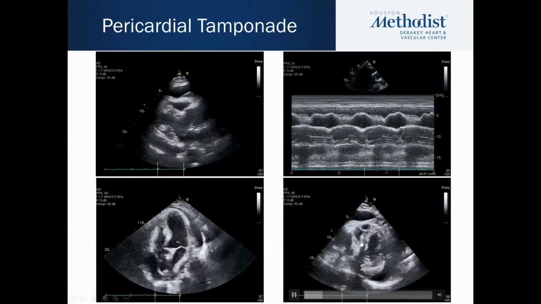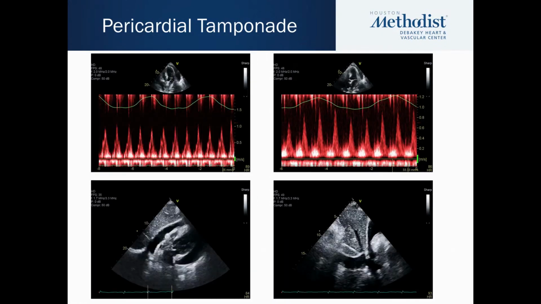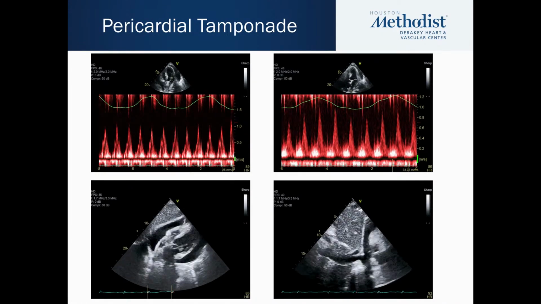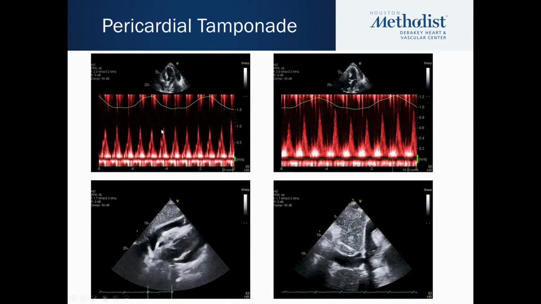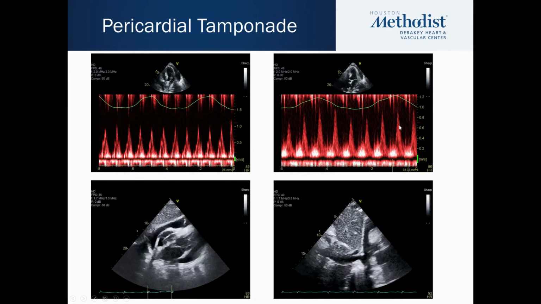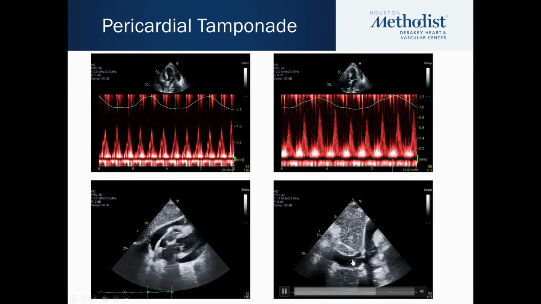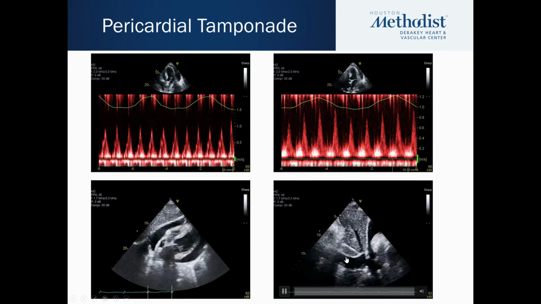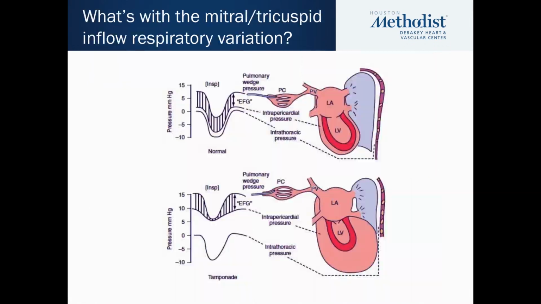Really, some cases are a lot more straightforward than others. You see the variation with respiration in the mitral inflow, and then you see the same here in the pulmonary veins, and you see the IVC plethora as well. And we'll talk a lot more about respiration changes. Let's begin here. So what is it with the respiratory variation in mitral and tricuspid inflow?